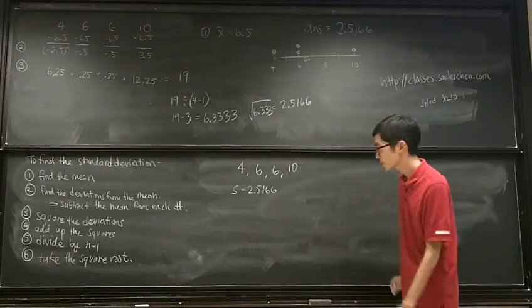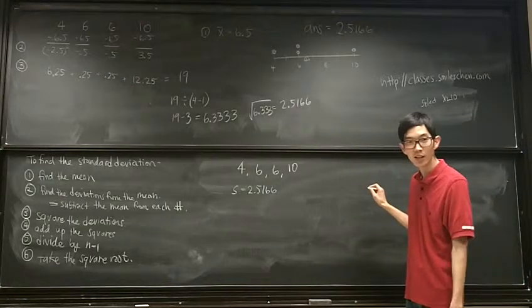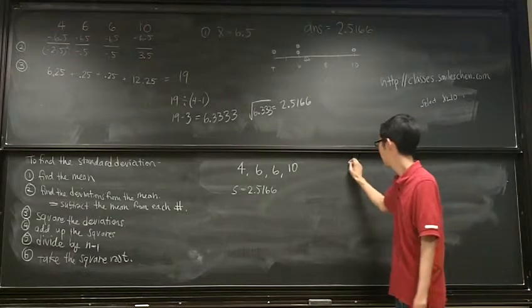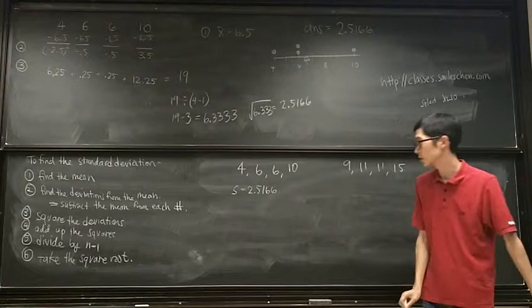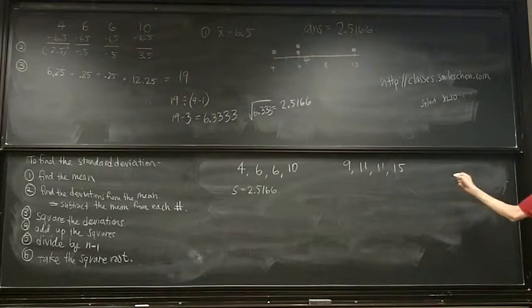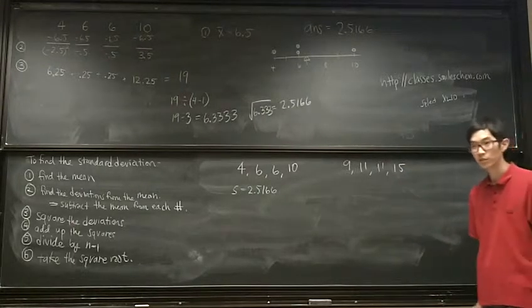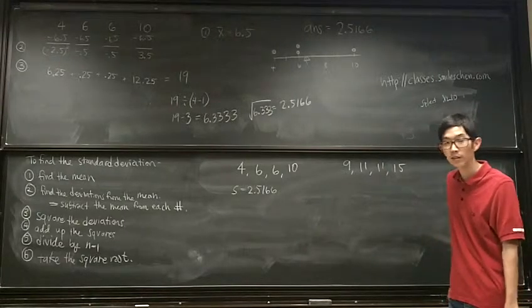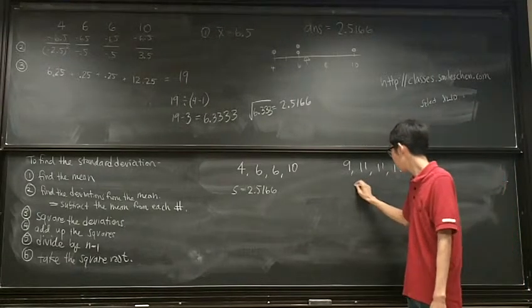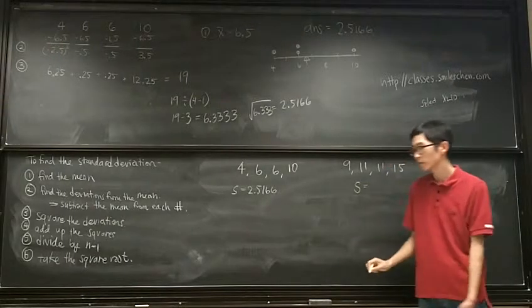Five years later, how old are these children? 9, 11, and 15. Okay. What's the standard deviation of these children's ages? We just add 5 to each. All right, so what's their standard deviation? 2.5.